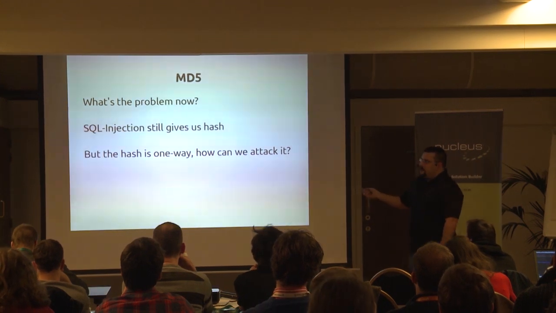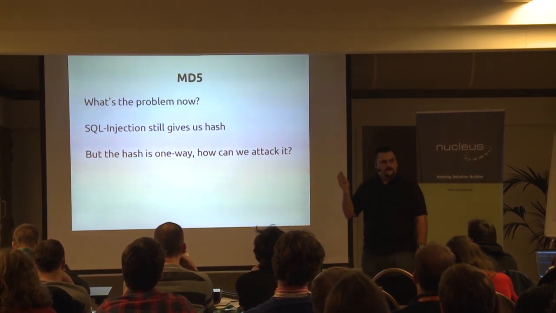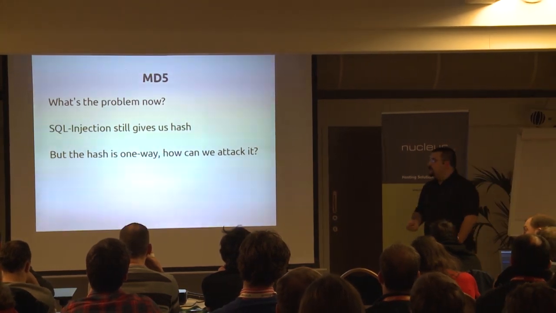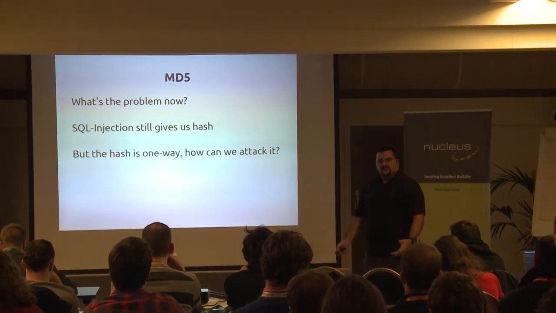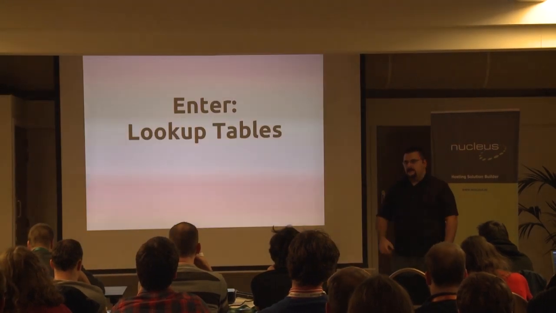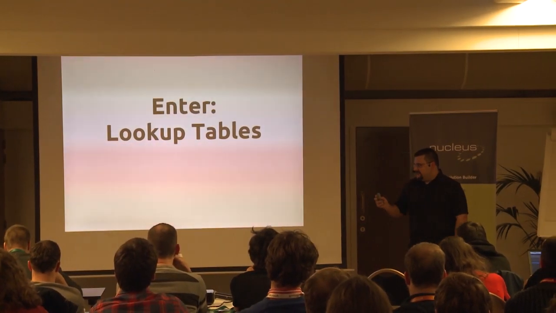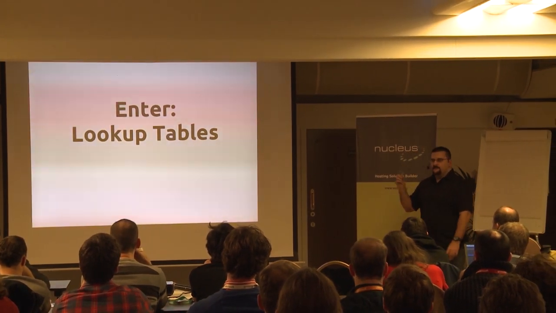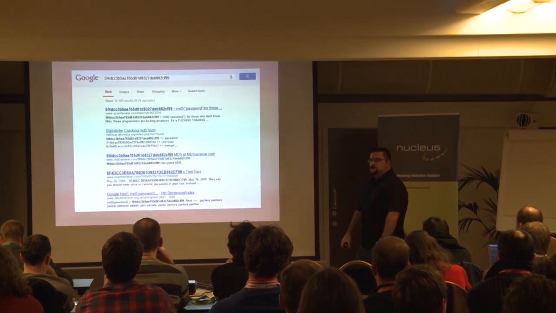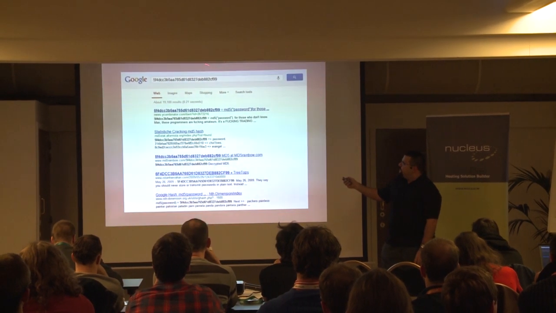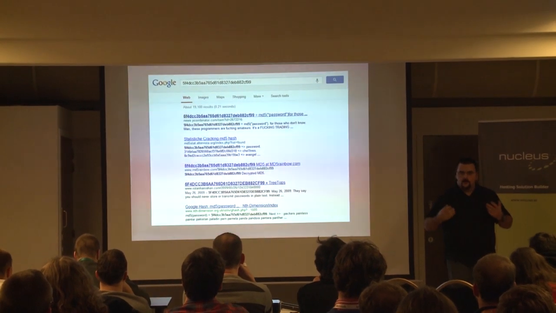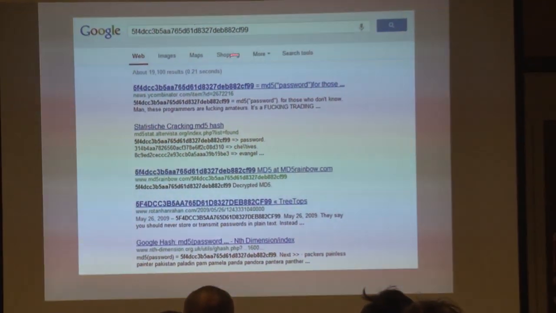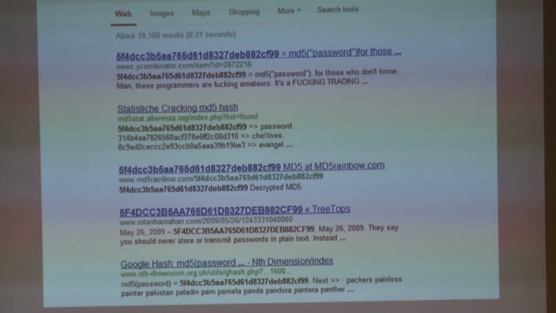So what's the problem if we have MD5? The SQL injection vulnerability from before still gives us that hash. But since the hash is one way, how can we attack it? The first and easiest method is a lookup table. And you use a lookup table every single day: Google. Paste an MD5 into Google, and not all the time, but a lot of times you will get back a result. So this hash here is the MD5 of password. Simple.